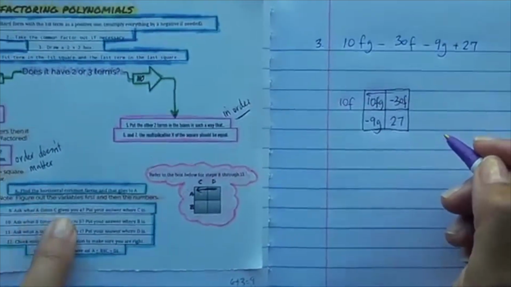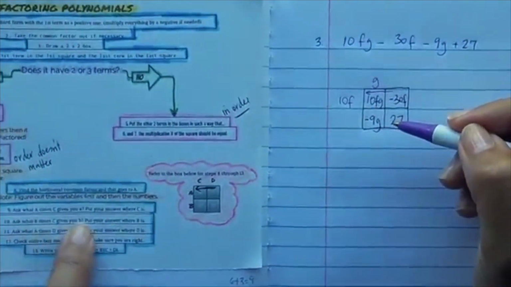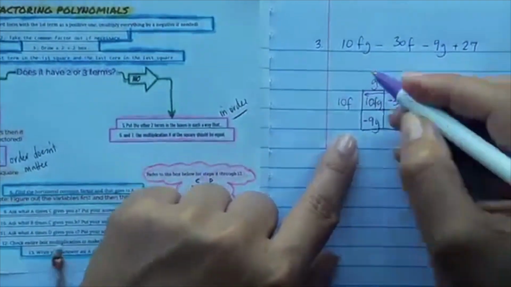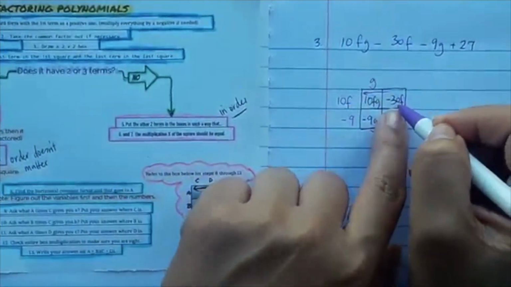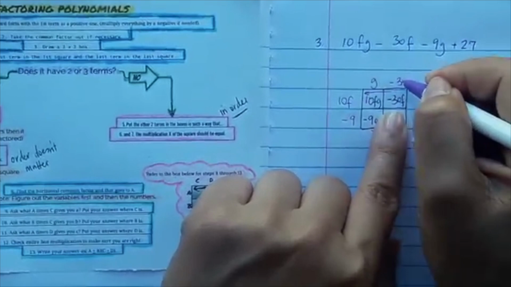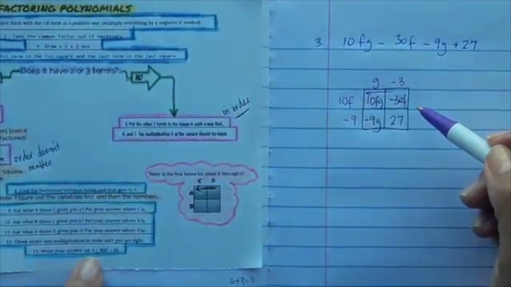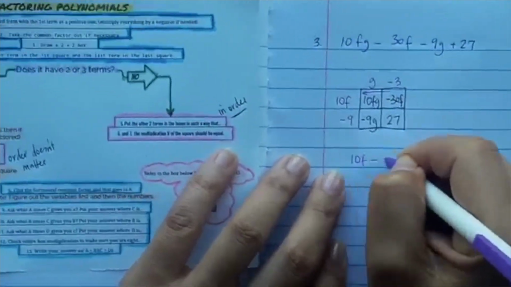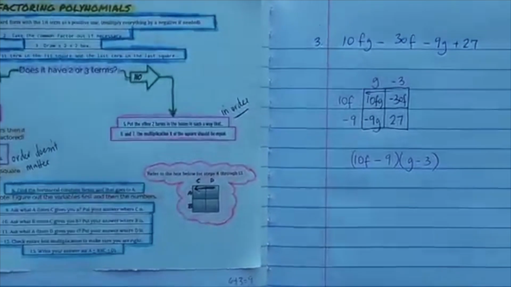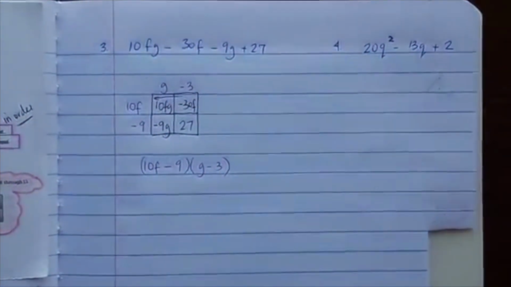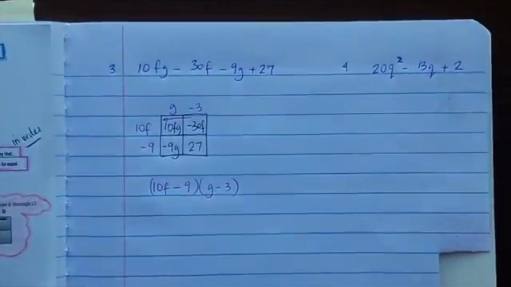Alright, then 10 times something gives you 10FG. So 10 times, it has to be G. And then something times G gives you negative 9G. It has to be negative 9. Then 10F times something gives you negative 30F. So that's going to be negative 3. And then use that to check the last box. Negative 9 times negative 3 must give you 27. You've got it. And then the answers are right there outside the box. 10F minus 9 and G minus 3. So it's relatively easy, relatively quick. It just takes the guessing out of it if you're doing it the old way.